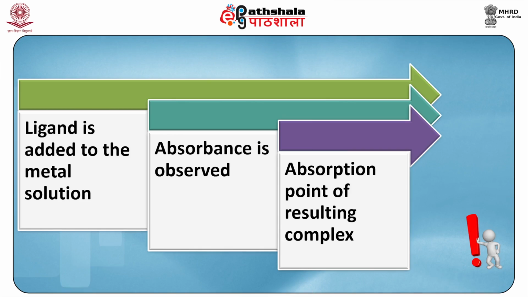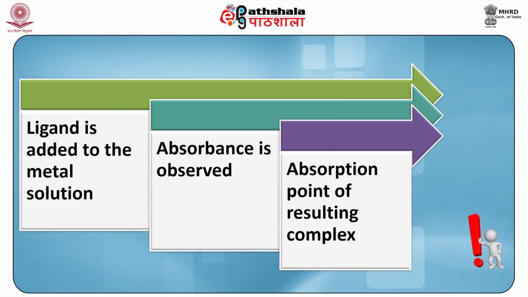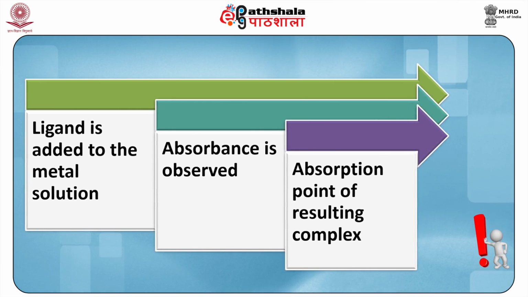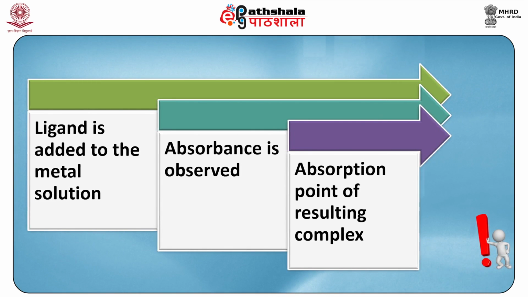In this method, the moles of one reactant, which is generally the metal amount, are kept constant, whereas the moles of the other reactant are changed. When a ligand is added to the metal solution, the absorbance is observed at the wavelength of absorption of the resulting complex. In this method, a plot between absorbance and the mole ratio of constituent L to component M, wherein the concentration of the metal M remains constant, is drawn.